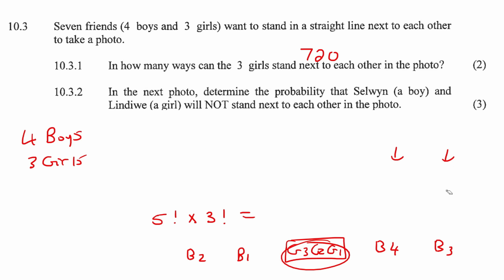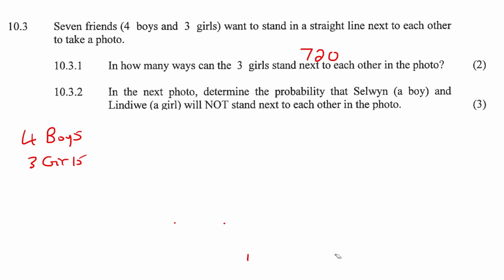It says, in the next photo, determine the probability that Selwyn, who is a boy, and Lindiwe, who is a girl, will not stand next to each other. So whenever they do a question where they have the words at least, or they say will not, what we do is we do the complete opposite. We know that all probability, because they're saying probability in this question, adds up to 100%, or you could think of it as the fraction of 1. So what we are going to do is ignore that, and we're going to say, what is the probability?